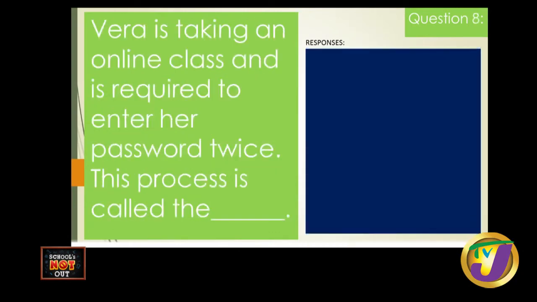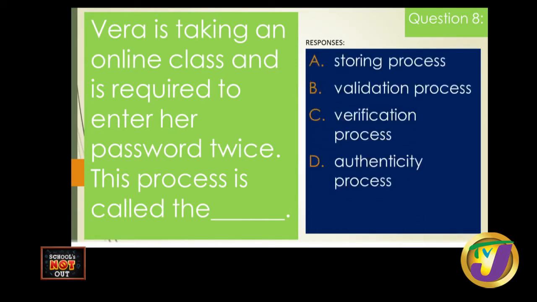Question 8. Vera is taking an online class and is required to enter her password twice. This process is called A. Storing process. B. Validation process. C. Verification process. D. Authenticity. Now, this particular scenario is called a double entry, and it is often what we use for verification, especially when you're signing up for your email and they tell you to enter your password twice, so that can ensure that both entries match each other. So that's a verification process.